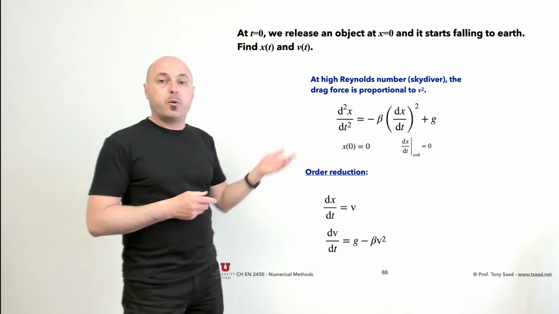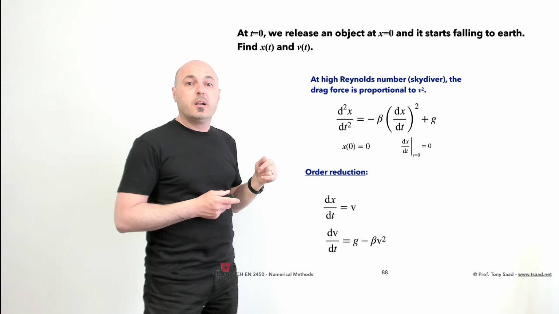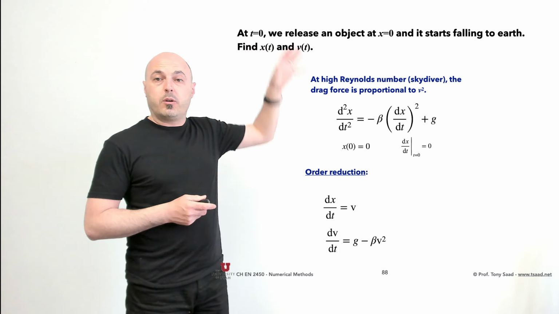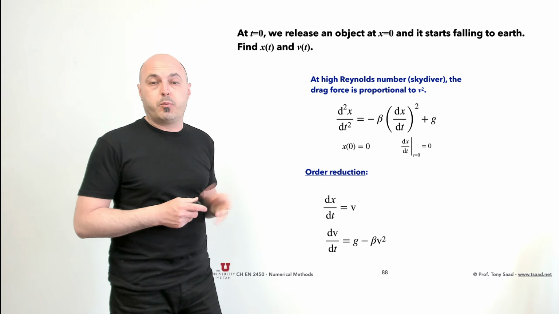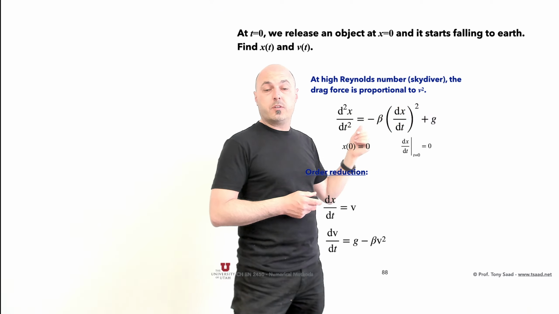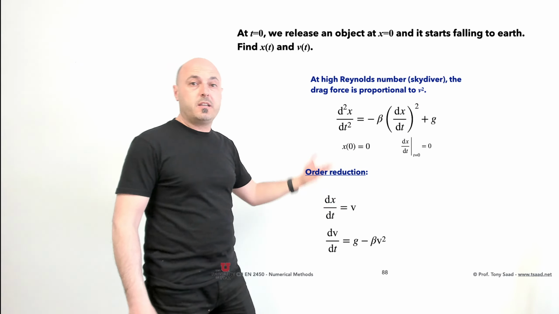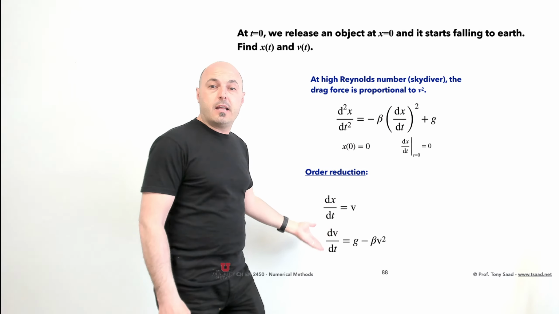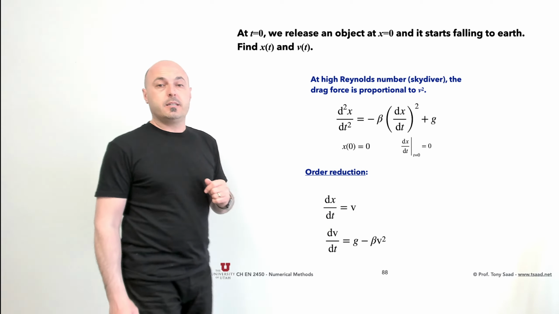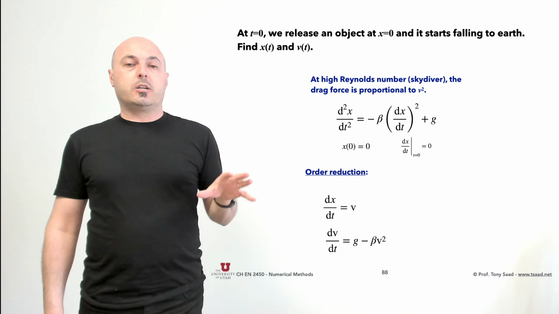Here's another example, also looking at an object, but at high Reynolds number, like a skydiver falling in the atmosphere. The drag force is proportional to the square of the velocity. So you have a (dx/dt) squared over here. And the same thing you do: you call dx/dt equal to v, it's just a variable name, and then you get another equation for dv/dt. This is by far the simplest strategy to deal with high order initial value problems.